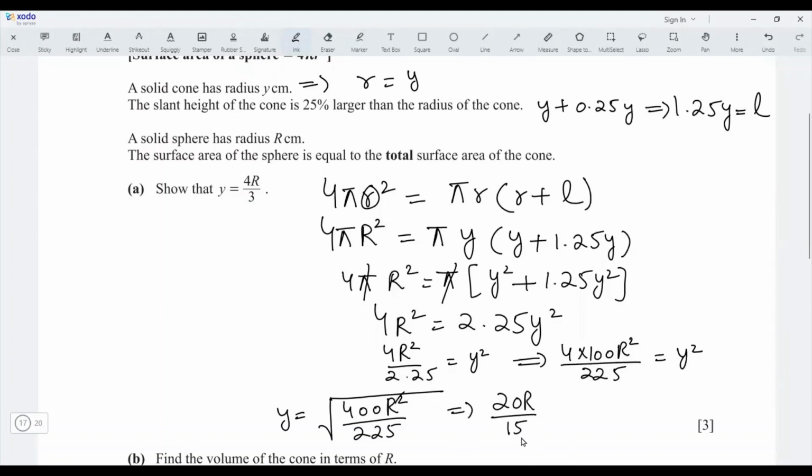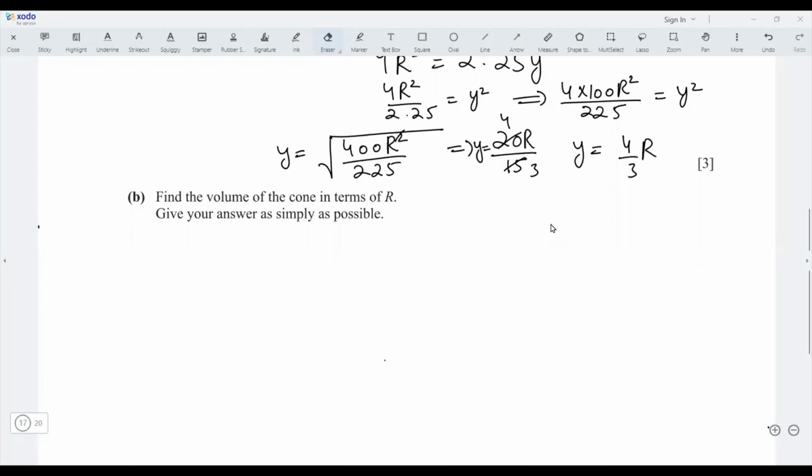So 225 is basically the square of 15. So you must remember the first 20 squares in order to solve this. So y equals 20 R over 15. 15 and 20 can be simplified: 5 fours are 20, 5 threes are 15. So this is the simplified answer that is being required. 4 by 3 R or 4R by 3, the same thing. So this is part A. So moving quickly towards the other part, if you have any queries related to this, do let me know as well.